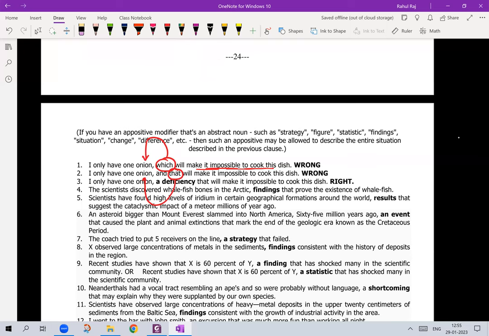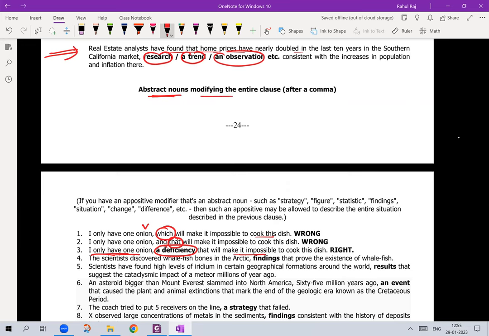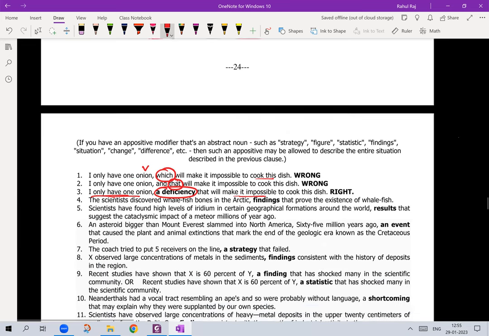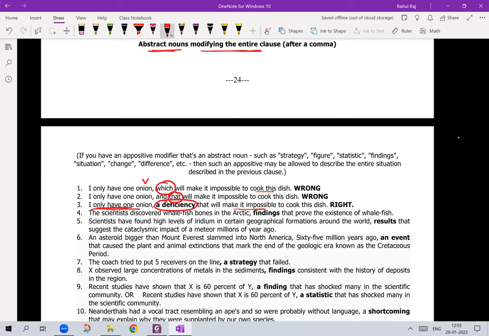You replace this ambiguous pronoun with an eligible noun. So what would be the right statement? I have one onion, a deficiency that will make it impossible to cook the dish. It's very clearly written. Abstract noun modifies the entire clause, the entire previous clause. So I have one onion. So a deficiency of onion can 100% make it impossible to cook the dish. This is a right sentence and this is how it should be written.